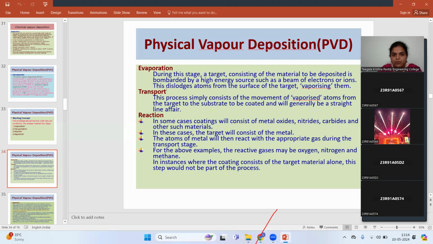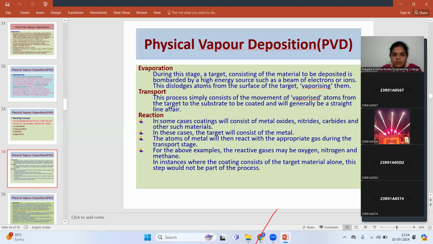First, evaporation. What is evaporation? During this evaporation stage, a target consisting of the material to be deposited is bombarded by a high energy source such as a beam of electrons or ions, and this dislodges atoms from the surface of the target, vaporizing them. This is the evaporation stage. And coming to the transport stage, this process simply consists of the movement of vaporized atoms from the target to the substrate to be coated, and will generally be a straight line affair.